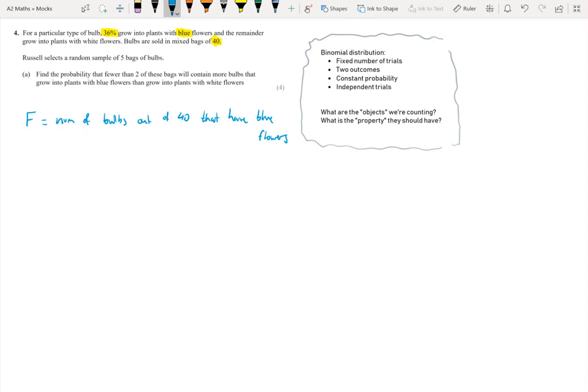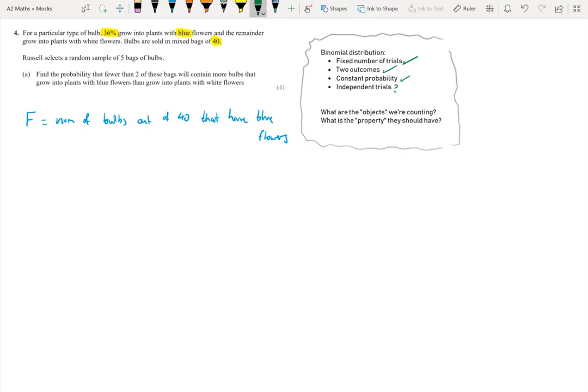Okay, let's use our scribbled box on the side to think about a few things. Do we have a fixed number of trials? Yes, we do. There are 40 bulbs. Do we have 2 outcomes each time? Yes, we do. They either have the blue flowers or they don't. Do we have a constant probability? Well, we pretty much do. We're assuming that 36% in the question is just a constant probability for each bulb that's selected. And do we have independent trials? Well, we're going to have to assume that we do.